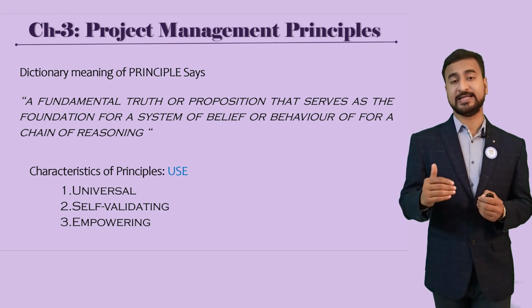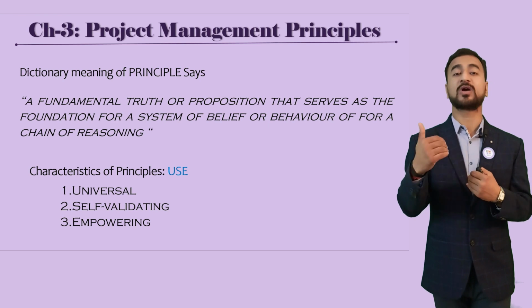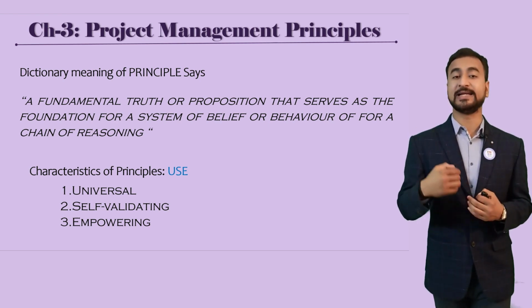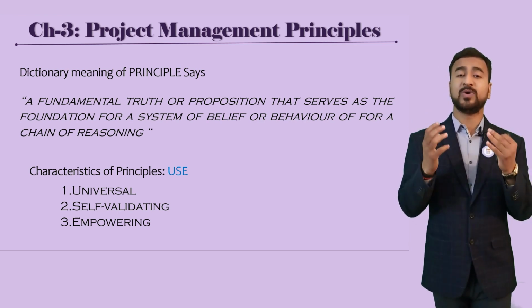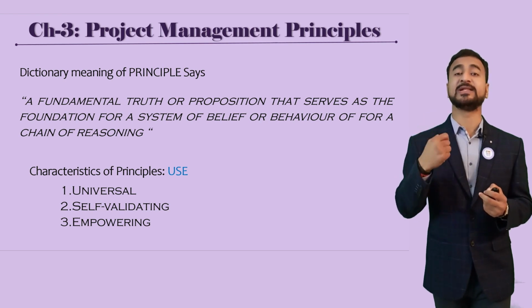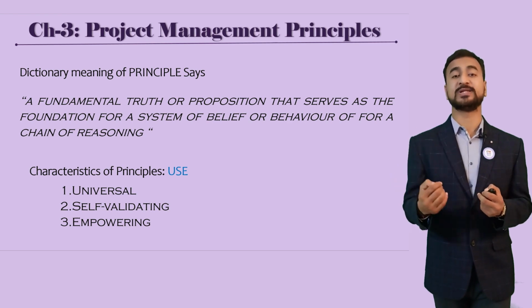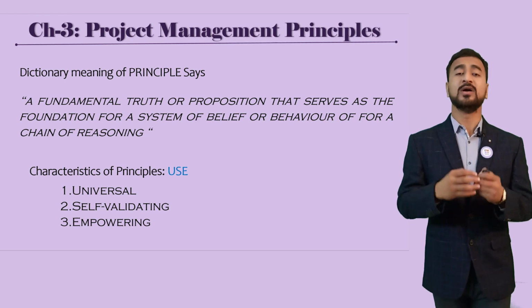S is self-validating. Self-validating means that whatever the principles, there should not be a cross or conflict between the principles. And E is empowering. The person or the organization who is following those principles will be empowered to execute the project in a good manner. So these are the three characteristics required to manage the principles.